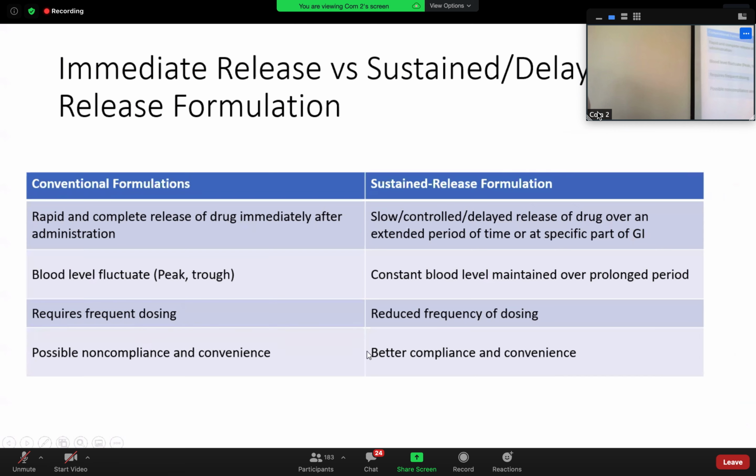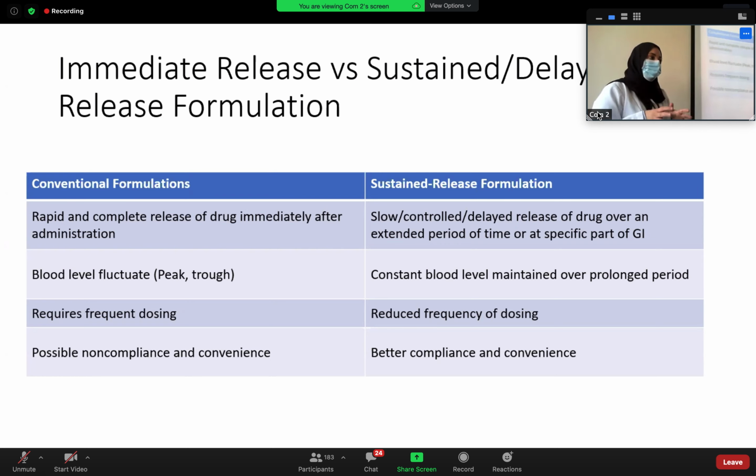Just one thing to mention here: the conventional formulation. When we mean conventional, it's the regular tablet or capsules, which don't have a special modification on their release. Those will give a rapid and complete release immediately after administration. However, it will give you fluctuated blood levels. After it's been absorbed, it reaches distribution. So I have a peak level, and then that peak level will decrease over time. And then we have a trough level, the lowest concentration. So you will have that kind of fluctuation in the blood levels.